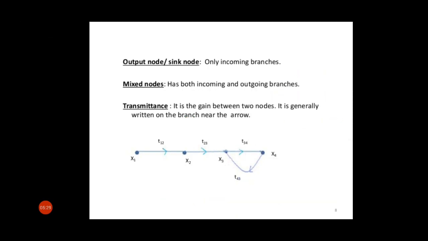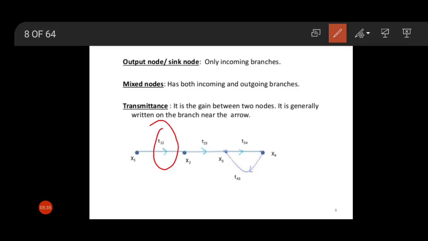If we consider this case, the transmittance is T12 between X1 and X2, these two nodes connected by a branch. If we consider the X2 and X3 nodes, they are connected by this line, and the transmittance of this line is T23. And if we consider X3 and X4, they are connected by this line and by this line. So here T34 and T43 are the transmittances.